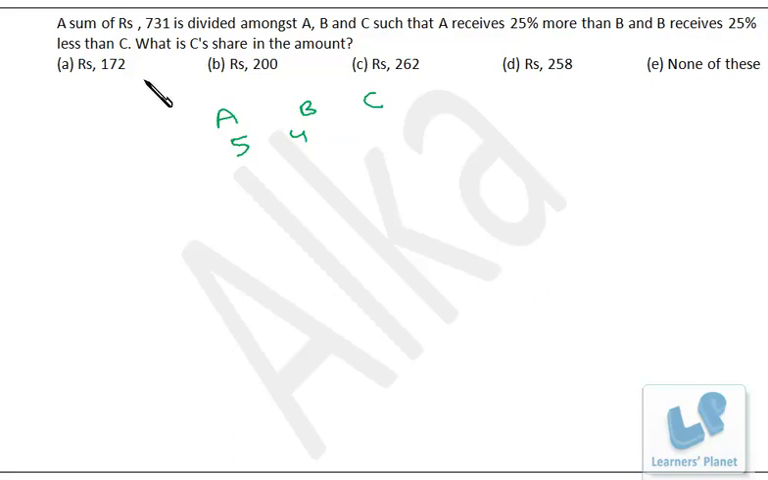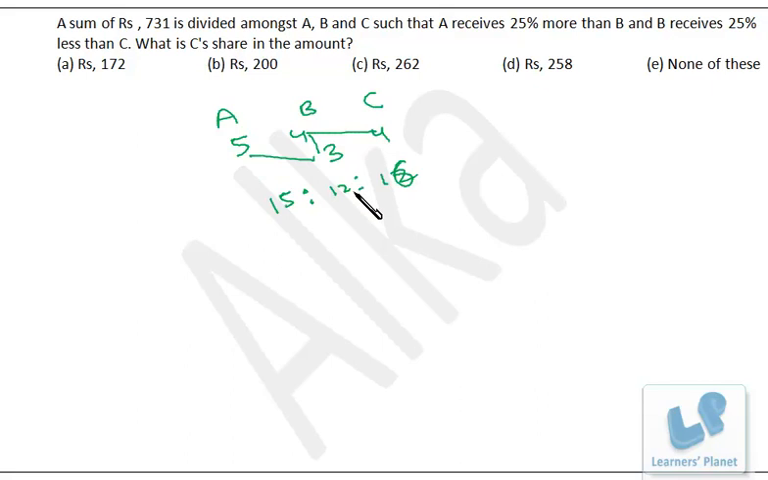Now B receives 25% less than C. See, be very careful about it. Here 25% more and here 25% less. That means B is getting 75% of C. 75% is what? 3:4. That means ratio between B to C is 3:4. Okay. Now you can find the combined ratio of A, B, C by this, right? I'm sorry, 15 is to 12 is to 16, right?